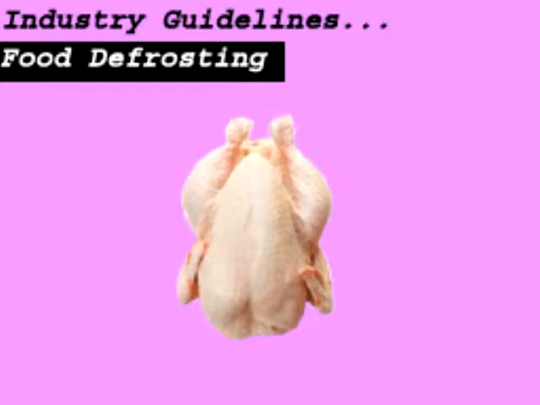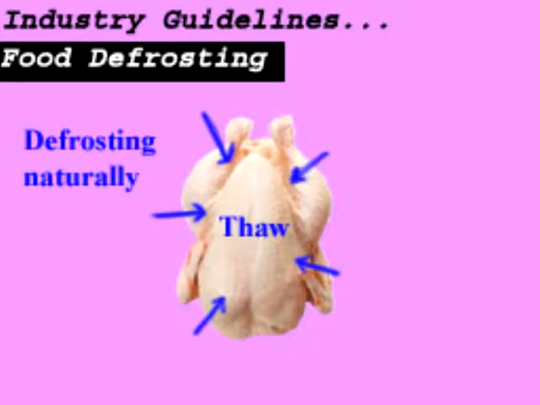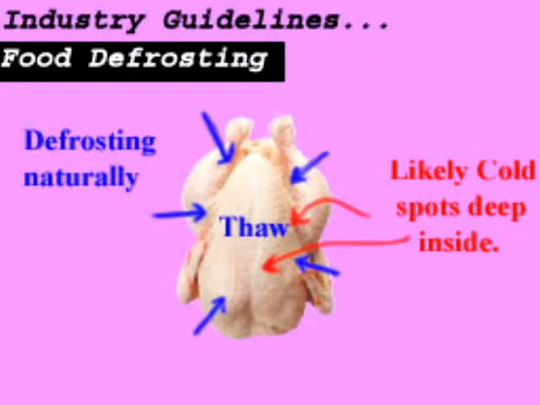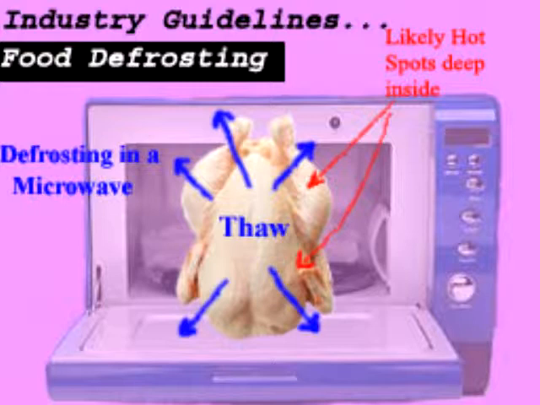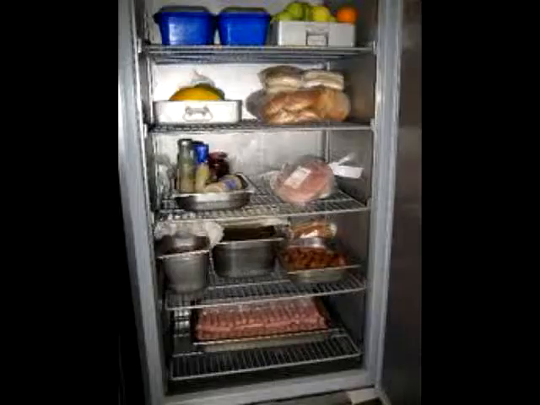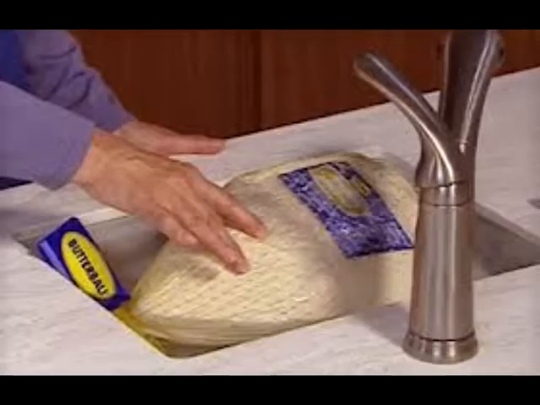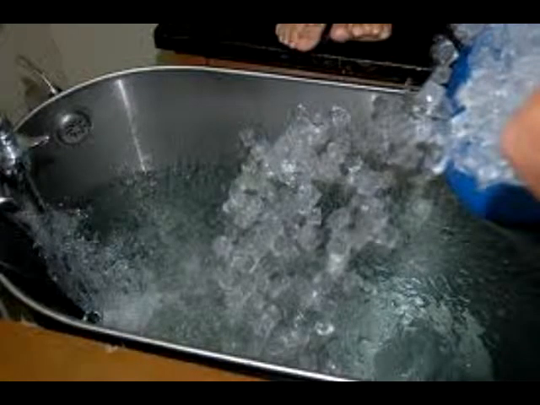Food defrosting. Foods, when defrosting naturally, will thaw from the outside in, which may result in cold spots in the centre. Or conversely, if defrosted in a microwave oven too quickly, the foods will defrost from the inside out, possibly resulting in hot spots in the centre, leaving the outer still frozen. The answer is to defrost foods slowly at the bottom of a refrigerator, or sealed in a bath of cold or iced water, turning regularly until the defrosting process has worked evenly.